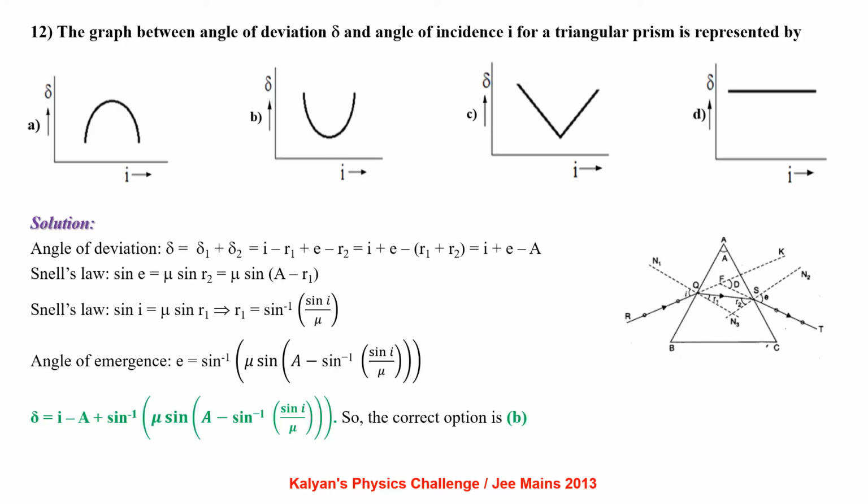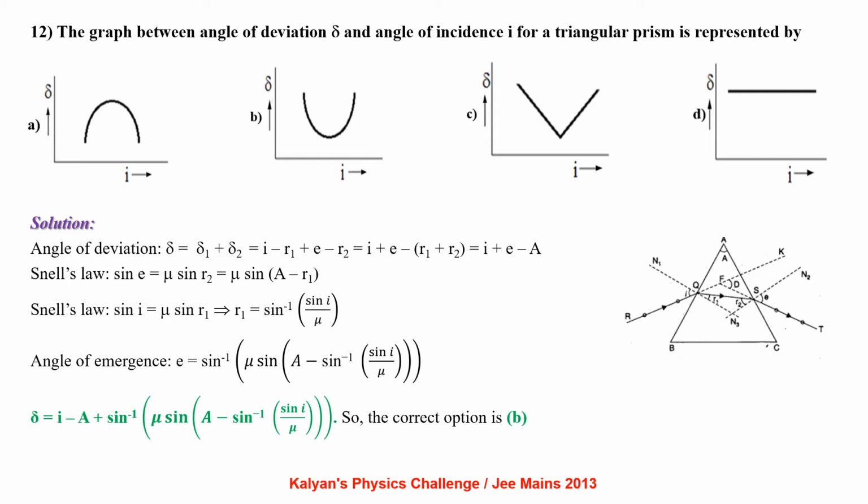The graph between the angle of deviation and angle of incidence for a triangular prism is represented by the angle of deviation delta equals delta 1 plus delta 2, that is (I minus R1) plus (E minus R2), that is I plus E minus (R1 plus R2), which is I plus E minus A, where A is the angle of the prism. Applying Snell's law, sin E equals mu sin R2, that is mu sin (A minus R1). Applying Snell's law at the first surface, that is surface AB, sin I equals mu times sin R1.